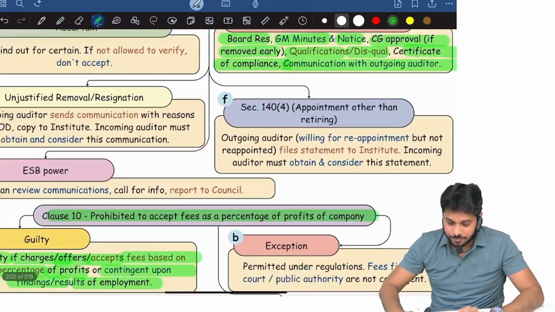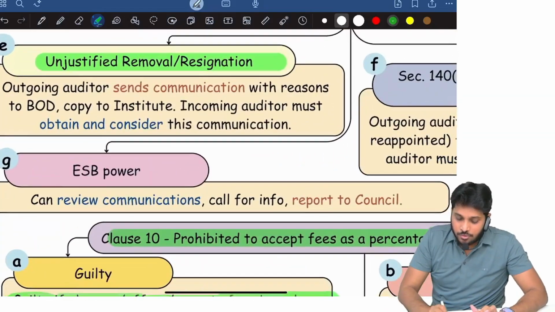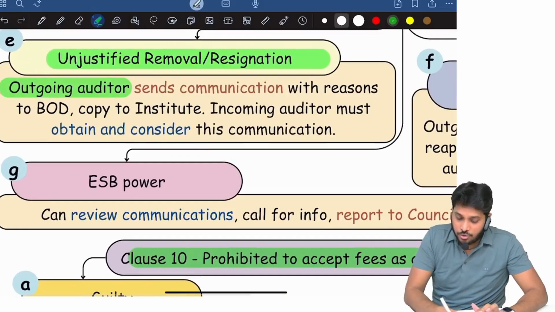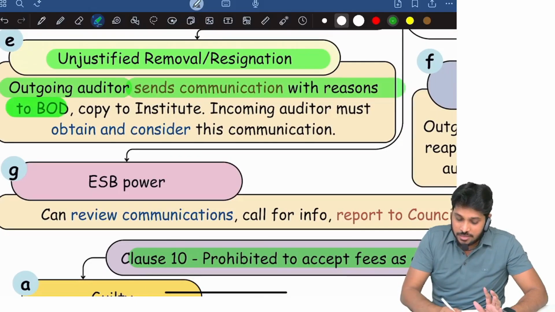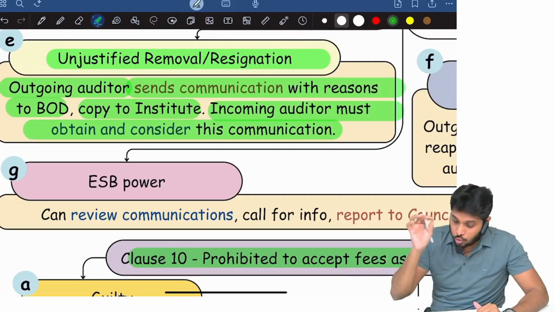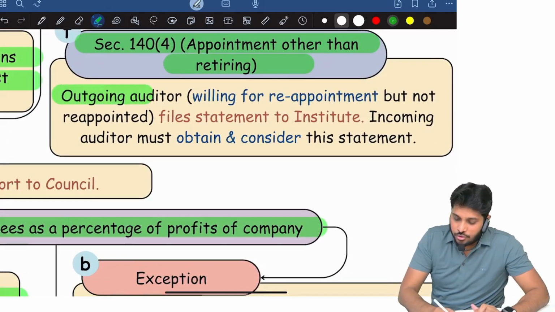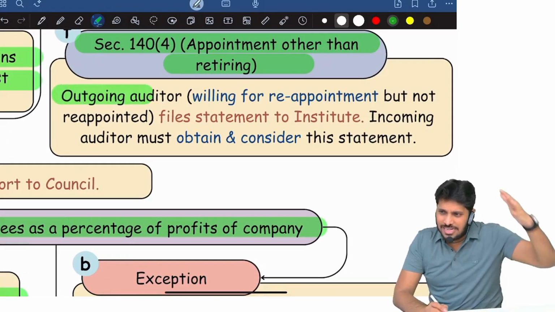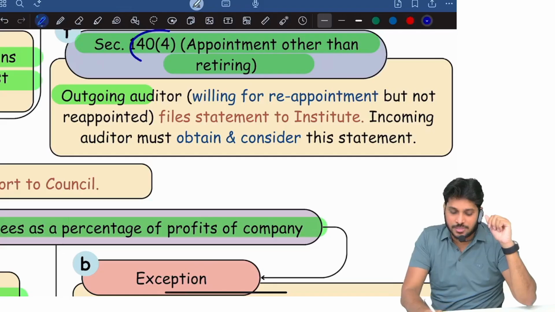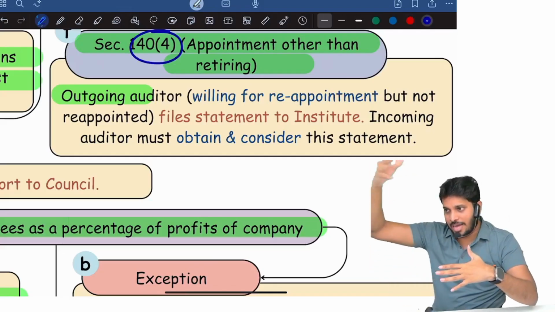Next. Unjustified removal or resignation. Suppose the outgoing auditor sends a communication with reasons to the board and a copy to the institute, the incoming auditor must consider that communication as well. Then Section 140 subsection 4, if the outgoing auditor files a representation with the company. See 140 subsection 4 and all, I think you know the background story, I hope so.